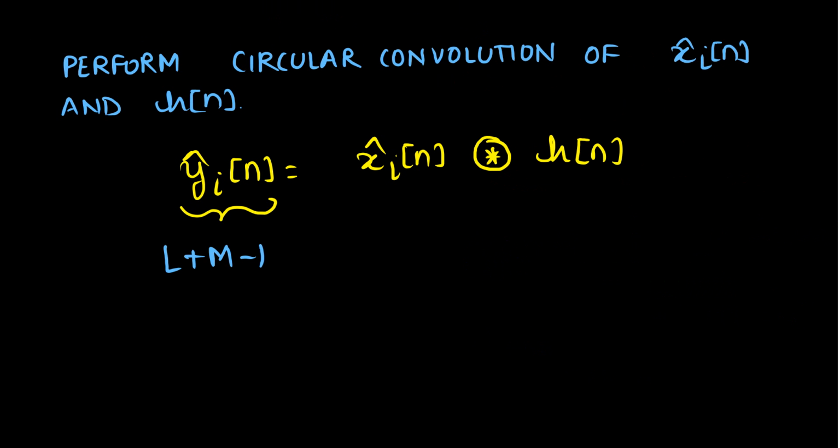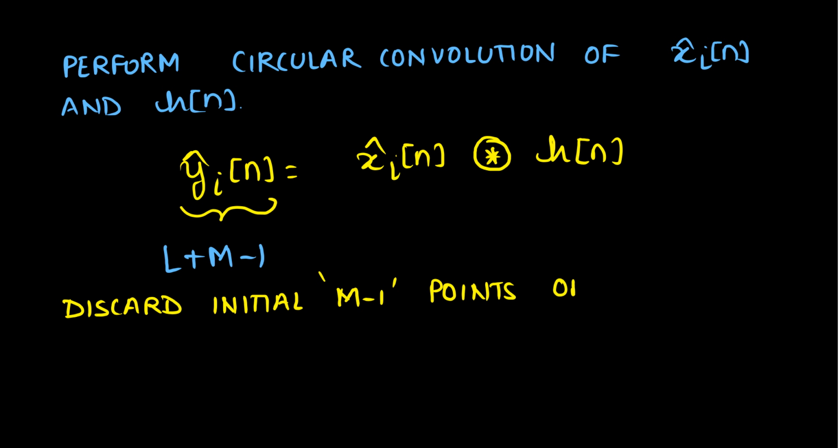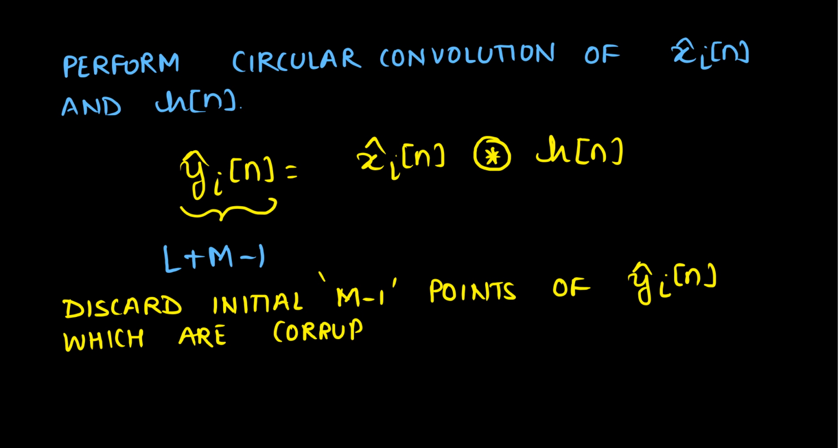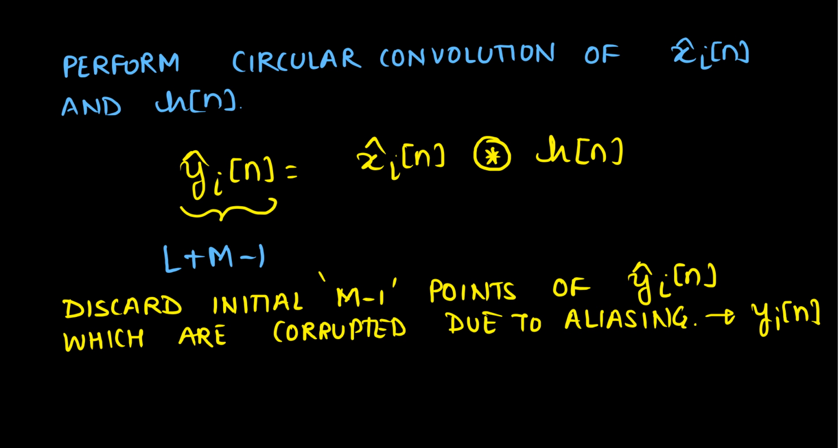So once we perform this circular convolution, we discard the initial m minus 1 points of y hat I of n, which are corrupted due to aliasing, and when we discard those points, let's say the new sequence would be given as yi of n, and then we just need to append all these yi of n in order to get the final output.